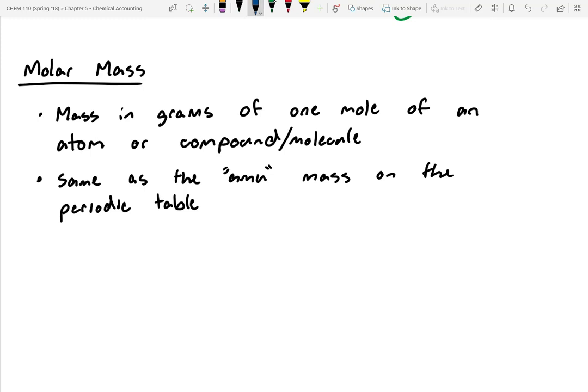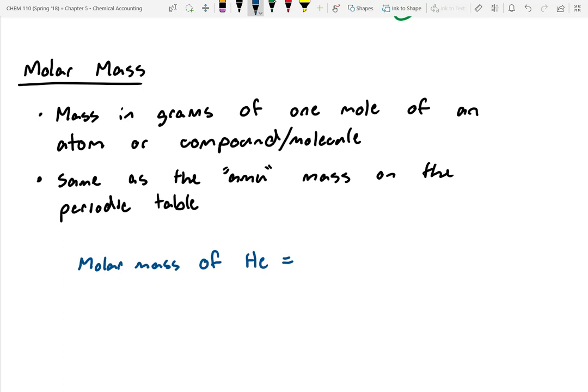And so let's take a few examples. The molar mass of helium. If we think about the periodic table, we can look over, is it going to be the 2 number or is it going to be the 4.003? What do you think? Yeah, it's going to be the one with decimals, right?